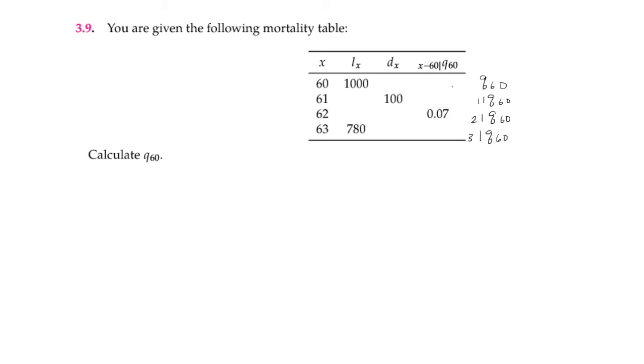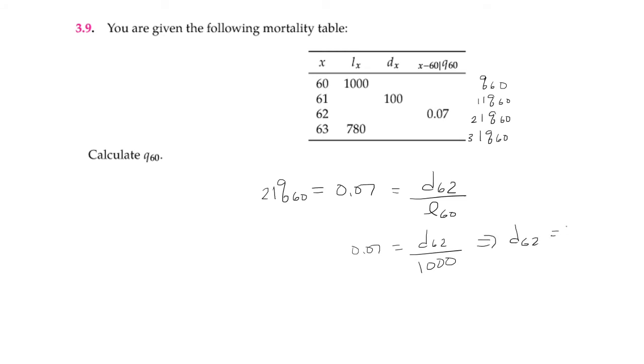Okay, so let's see. A good place to start is with 0.07. So we know that surviving 2 years and dying the next year is 0.07. So that's the same thing as the number of people dying at age 62 over how many people there are at age 60. So at age 60, there's 1,000 people. So that's D62 over 1,000. So that means at age 62, there were 70 deaths.